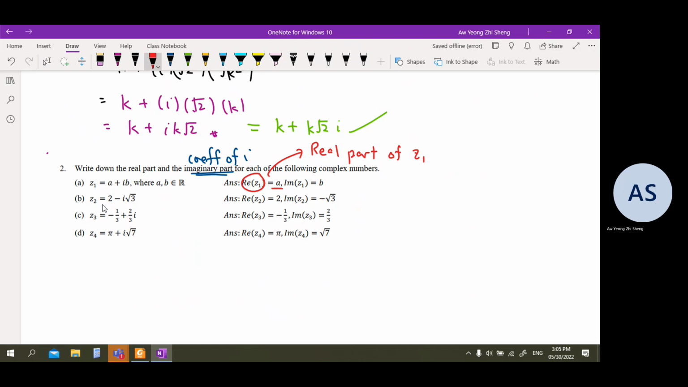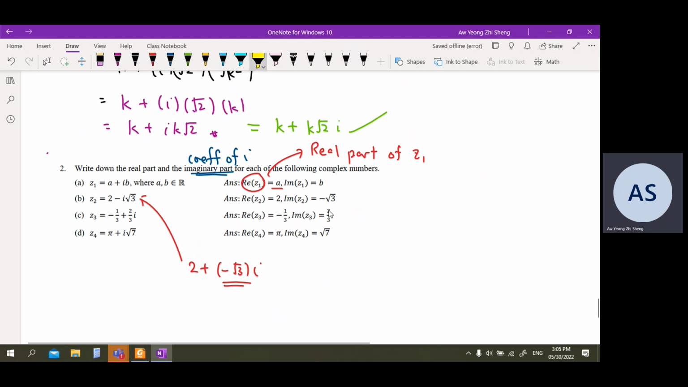For part b, the real part of Z2 is the number 2, while the imaginary part of Z2 is negative surd 3. Just take note that 2 minus i surd 3 is actually 2 plus negative surd 3 times i. So the coefficient of i is actually negative surd 3, and you have to include the negative. Okay, so for part c, real part is -1/3, imaginary part is 2/3. This one is obvious.